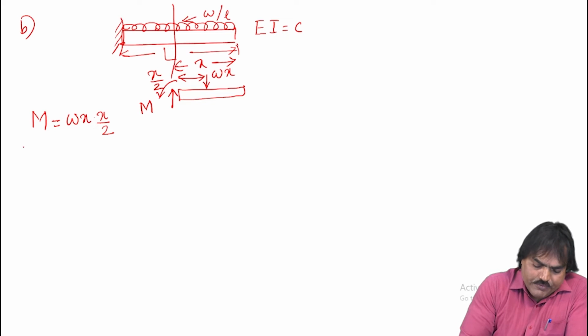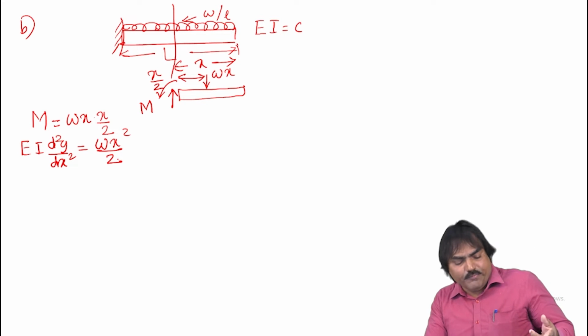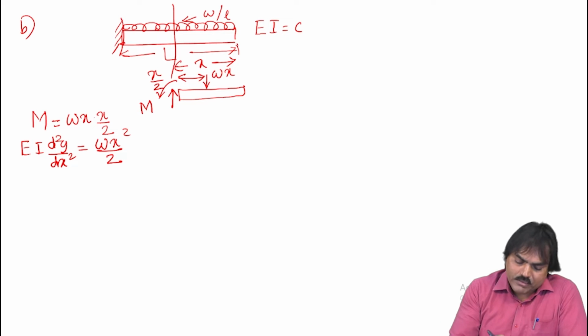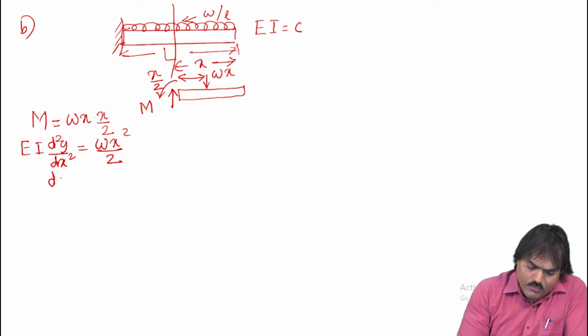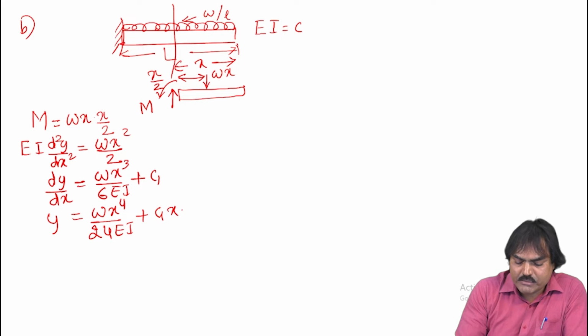Now apply the Euler equation of deflection, that is EI d2y by dx square is equal to Wx square by 2. Very similarly, as we did for the previous case, here also integrate 2 times so that we will get the slope and deflections. That is, first integration we will get dy by dx, that is given by Wx cube by 6EI plus C1, constant of integration. The second integration gives y, the deflection, that is given by Wx to the power of 4 by 4 into 6, 24EI plus C1x plus C2.